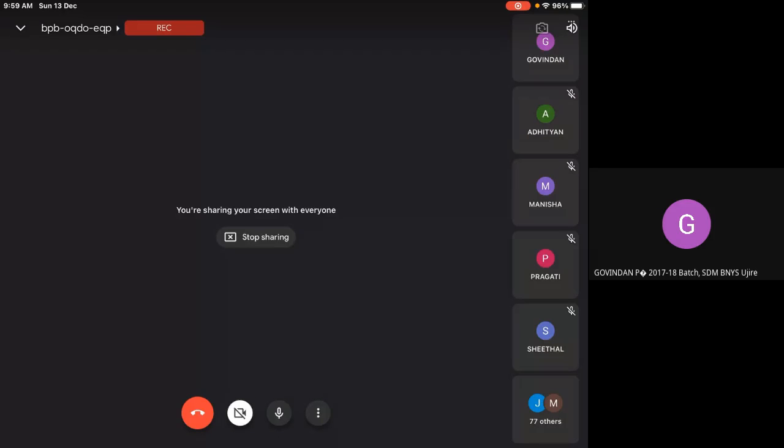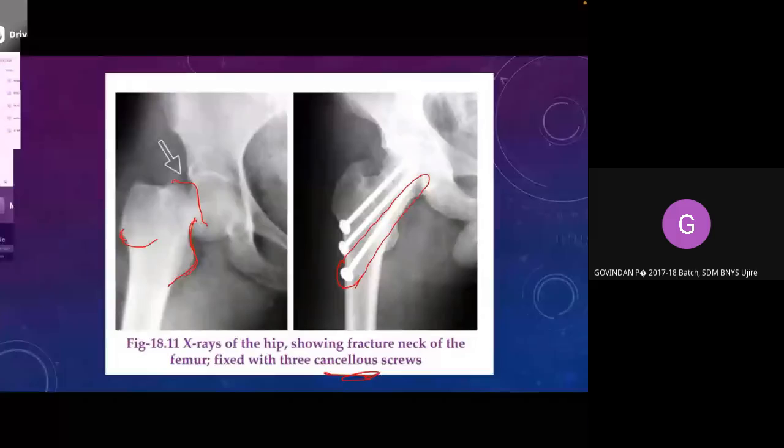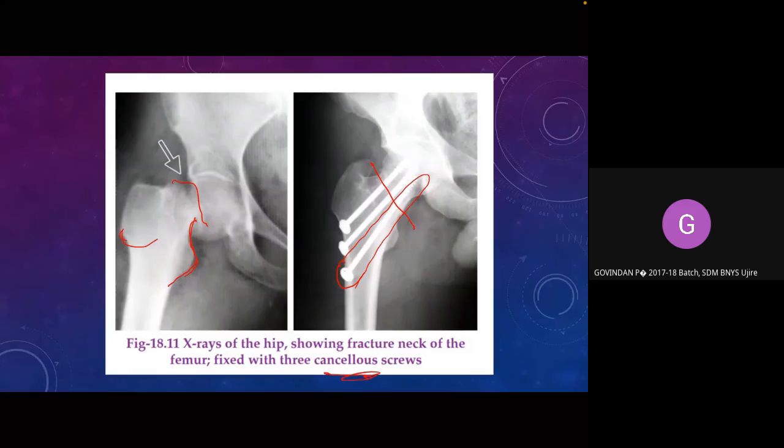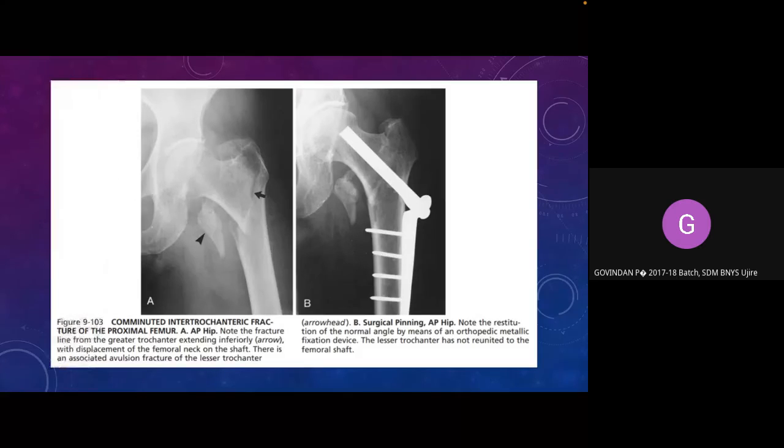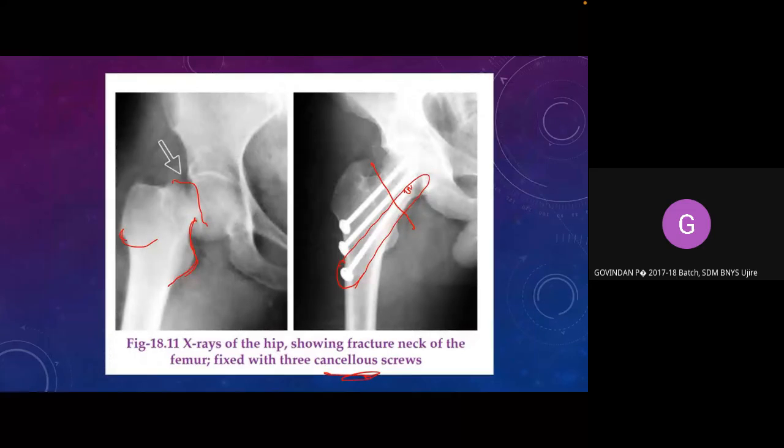Okay, fine, no problem. These are called cancellous screws. These are called lag screws. Why they are called lag screws is because here we have a neck of femur fracture. We have put 3 screws here. Basically, this has threads here, and there is a head here.